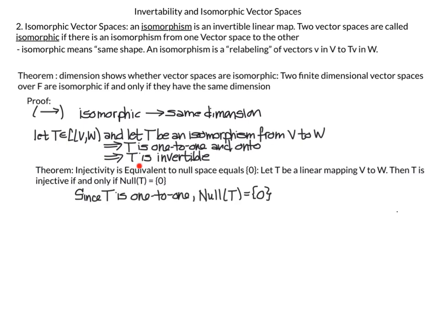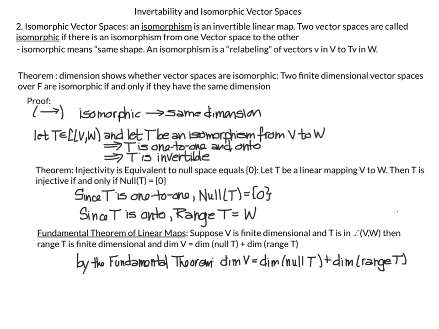From this theorem, when we were talking about null spaces, that says injectivity is equivalent to the null space equaling 0. That is, if T is a linear map from V to W, then T is injective if and only if the null space of T is equal to 0. Well, here, since T is one-to-one or injective, that means the null space of T is equal to 0. Also, we know T is onto, that means the range of T is equal to all of W.